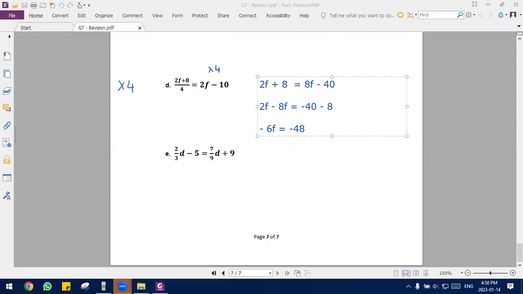Now we need to divide by minus 6. So minus divided by minus will be plus. So now the answer should be positive. 48 divided by 6 is 8. So f is equal to 8.